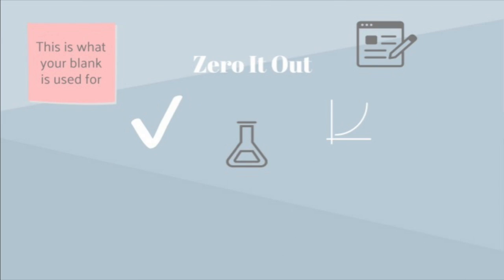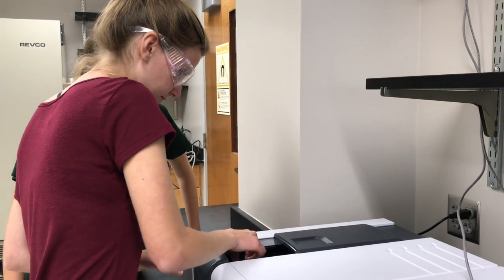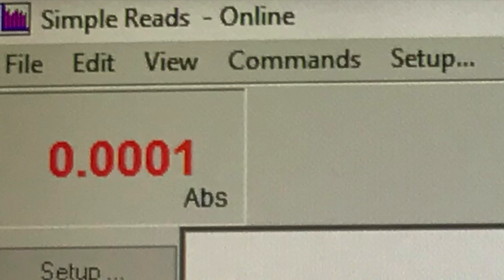To complete the next part of this experiment, you will need to take your cuvette with ammonia and wipe off the sides that the light will pass through. Then open your lid and place the clean sides in line with the light. Close the lid and click the 0 button on your computer. The value will appear at the top left of the screen. Be sure to record this value in your notebook.